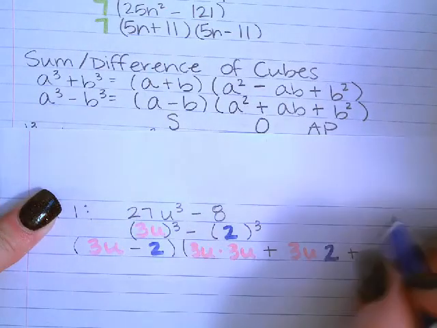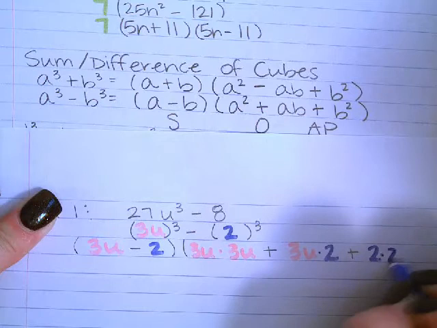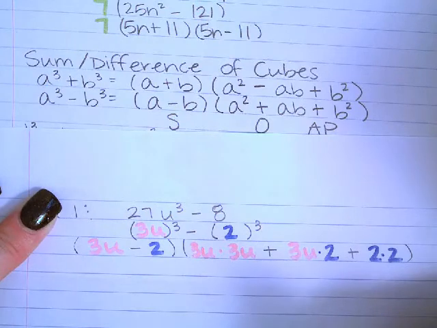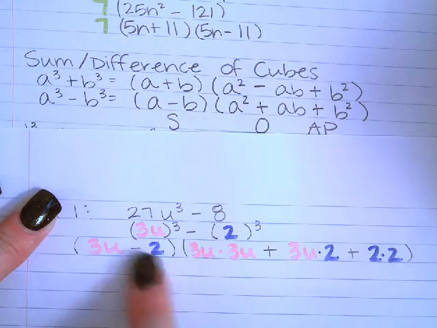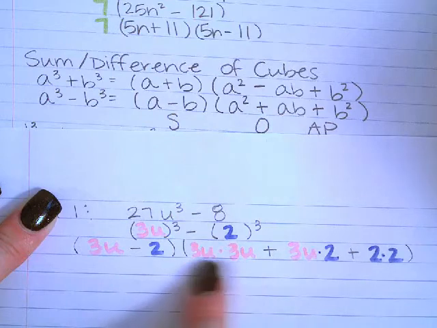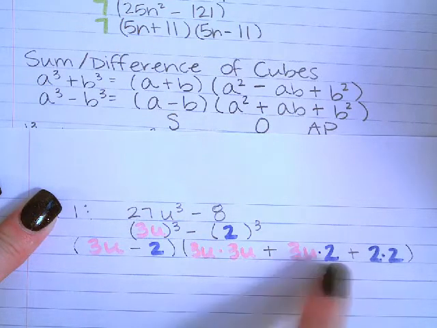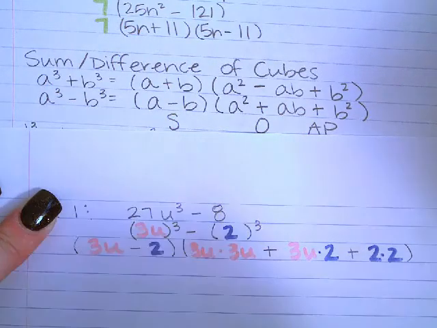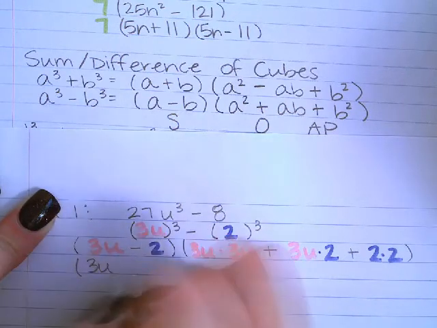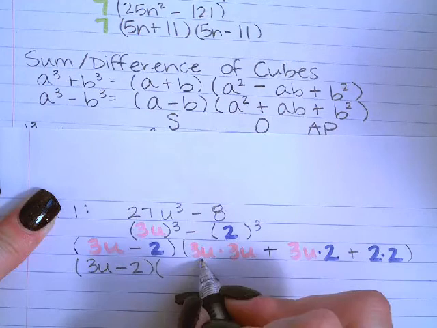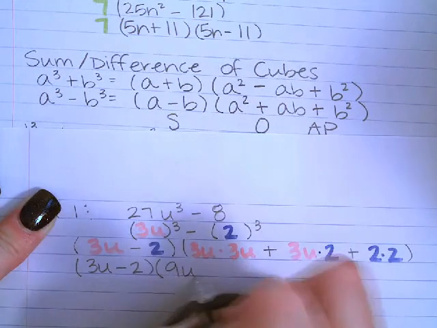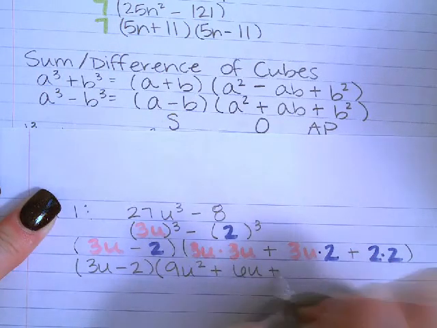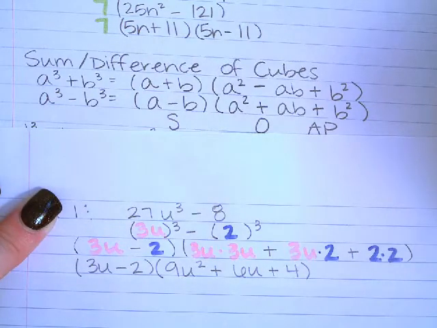And then I have always positive, and then I have 2 multiplied by itself. So I'm doing the colors because I hope that you guys can kind of see how it works. So a minus b, a multiplied by itself, plus sign, a multiplied by b, plus sign, b multiplied by itself. So my final answer is 3u minus 2, times 3u multiplied by 3u is 9u squared, 3u multiplied by 2 is 6u, 2 times 2 is 4. And then I'm done.